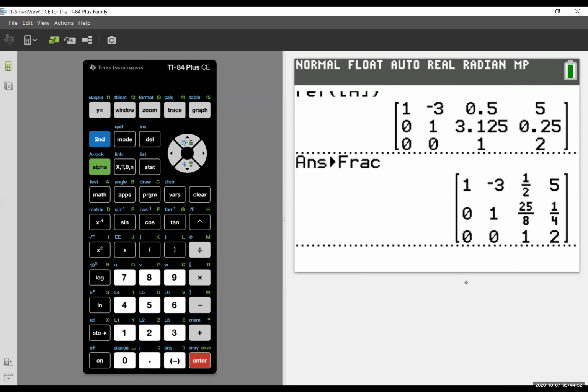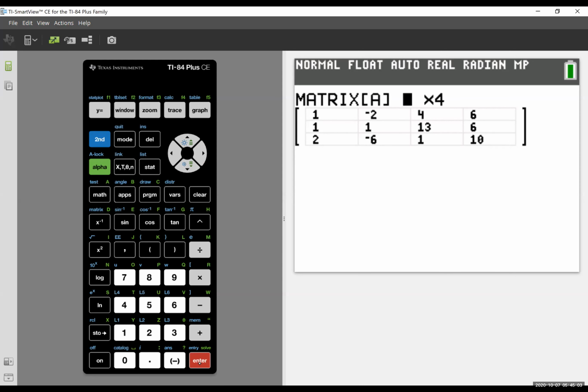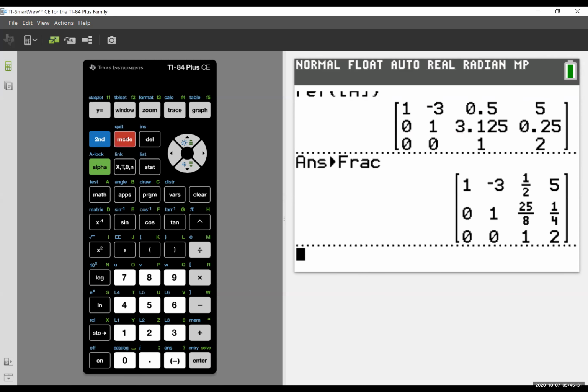Let me go, if we're going to remember how we edit matrices. So remember it's second x inverse, or second matrix. And I'm going to go over to edit just to make sure nothing changed. So again, we still have the 3x4 matrix. It's the same system, I believe, from one of our previous examples. So we do have 1, -2, 4, 6, 1, 1, 13, 6, 2, -6, 1, and 10. If this was a different system, all you have to do is edit the entries inside. So I'm feeling pretty good about this. Let's go back to the home screen, second mode to quit out.